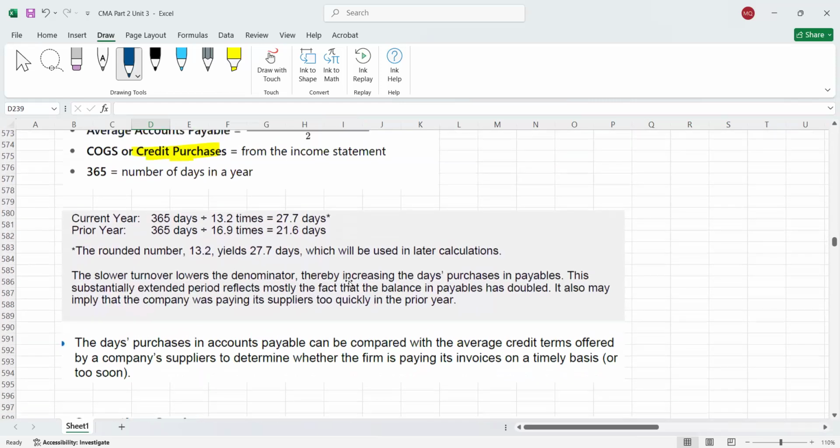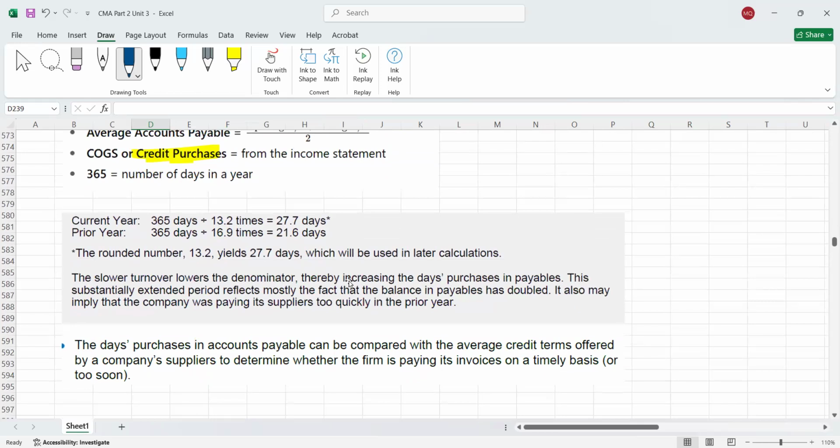So, guys, let's assume days purchases in accounts payable is 40 days. Let's assume the payment period is 40 days. We are taking 40 days to settle our payments. So it can be compared with the average credit terms offered by the supplier. For example, your supplier offered you a credit period of 35 days, but you are taking 40 days. It means you are making late payments, right?